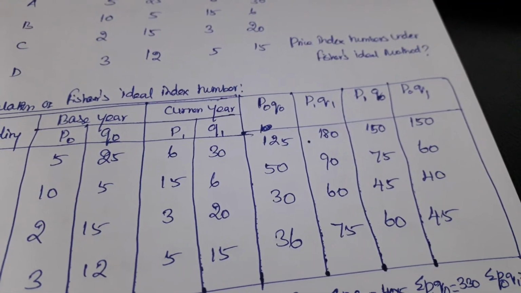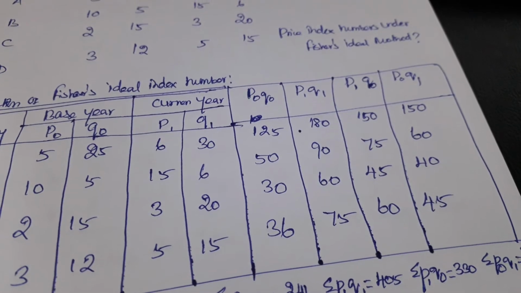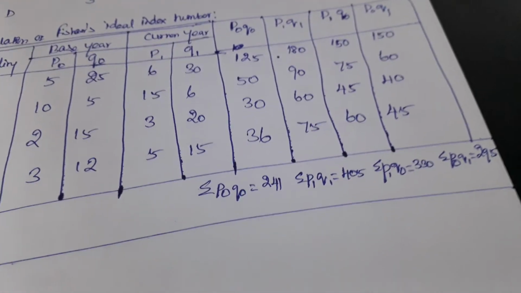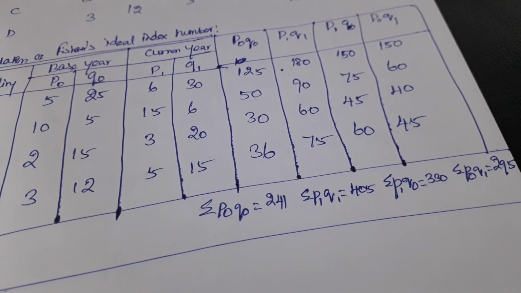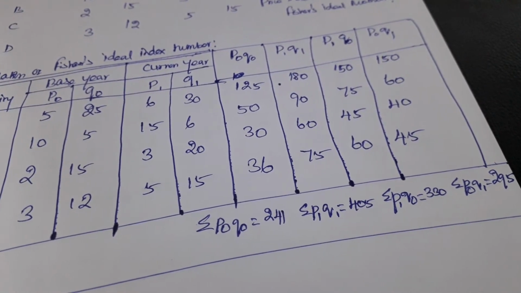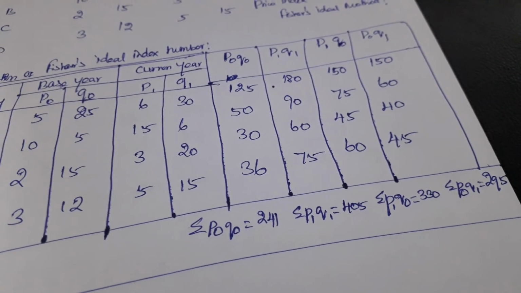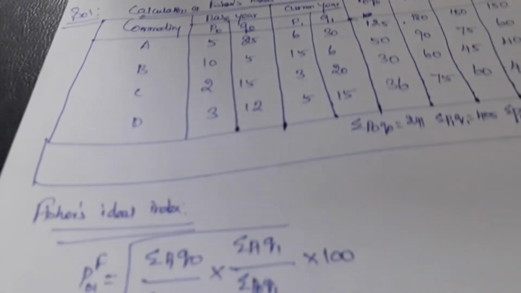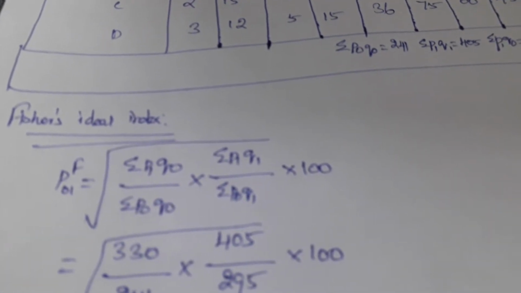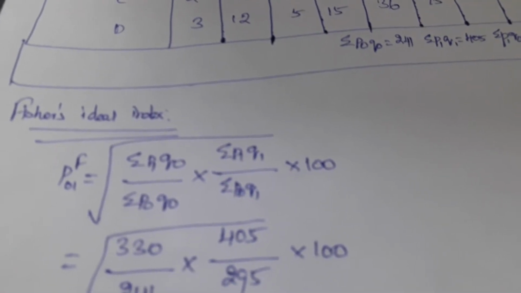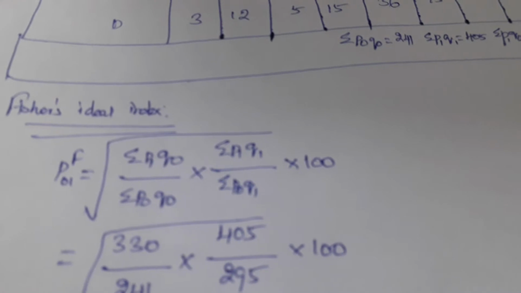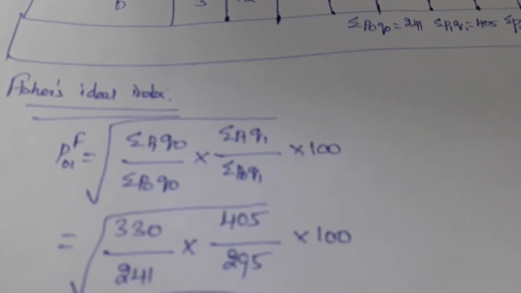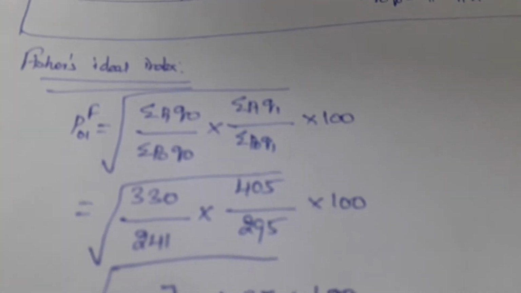To find the price index numbers, we have so many methods like Laspeyres' method, Paasche's method, Marshall-Edgeworth method, Drobisch-Bowley method, Kelly's price index, and Fisher's ideal index. There are so many varieties, but the ideal one is Fisher's ideal index number. It is the combination of the Laspeyres' and Paasche's methods. If you take these two methods under a root, we can get Fisher's ideal index.